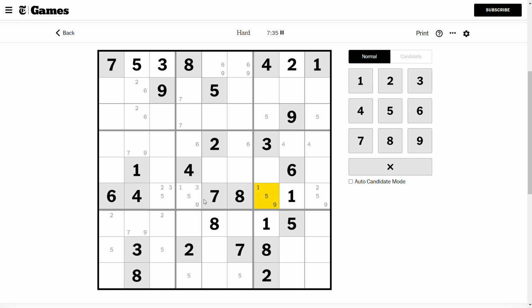Okay, I can eliminate 1 from these 2 cells. Okay, the unmarked open cells in block 1 form a 148 triple.